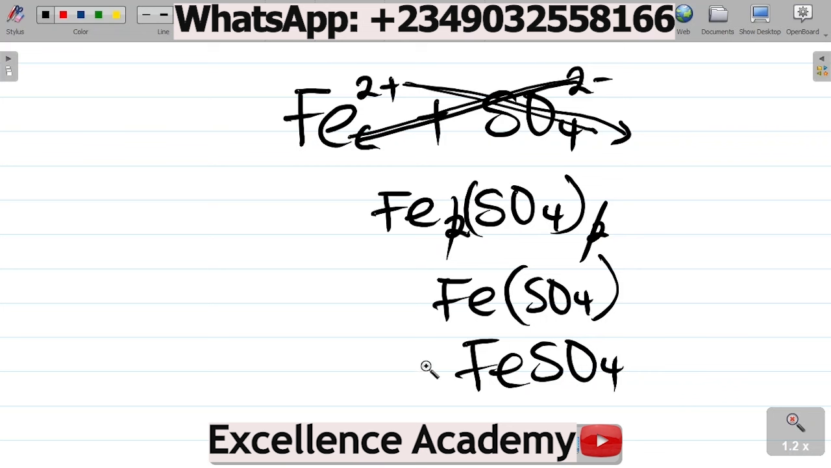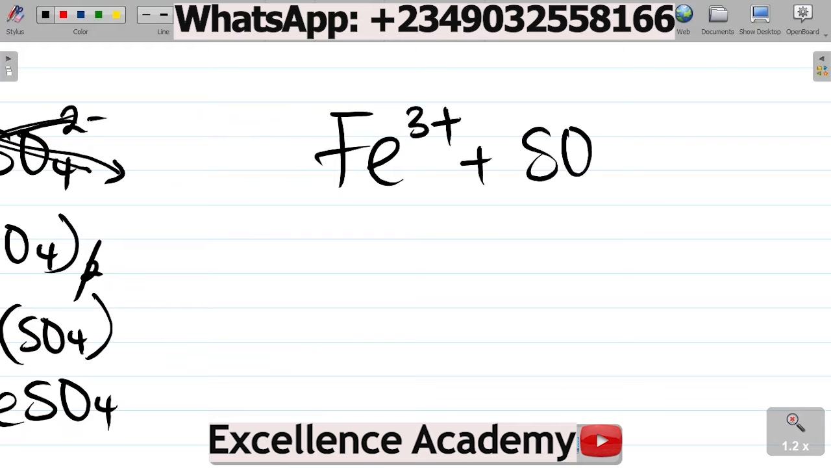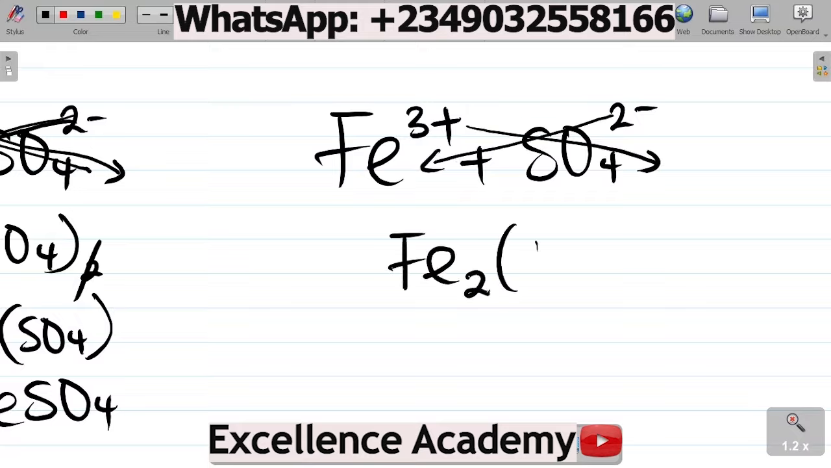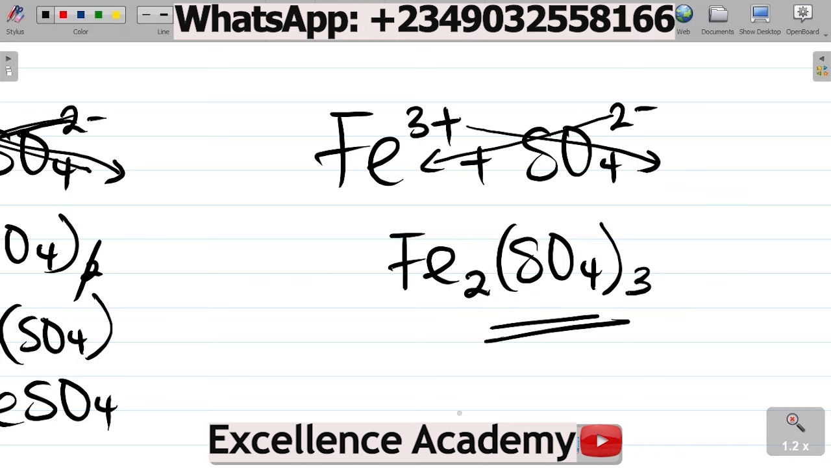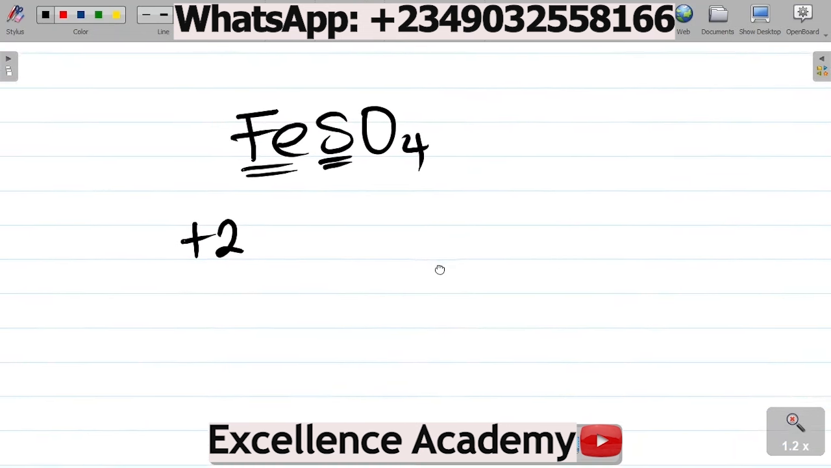If this was iron 3, what you would have had would be Fe3 plus and SO4 2 minus. This one goes here and this one goes here. So you'll be having Fe2 and then SO4 3. At this point, these cannot cancel since they're not the same thing. So this becomes iron 3 ion. Meanwhile, when you have this, you know that it's iron 2 ion.